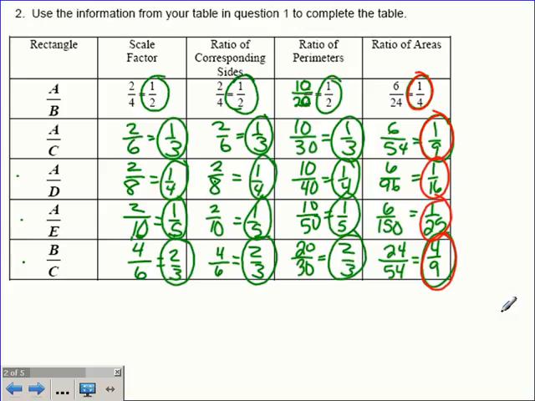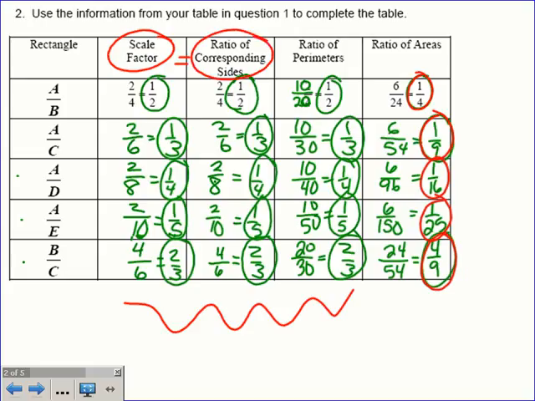So these are all the same, right? So the first 3 are the same. So your scale factor is going to be equal to your ratio of the corresponding sides, which is going to be equal to your ratio of perimeters when you have similar figures. Okay? And the ratio of areas is different, right? Is it related or not? Is there some sort of relation?